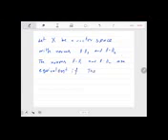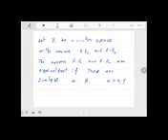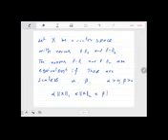if there are scalars alpha, beta such that alpha is greater than 0, beta is greater than 0. These are positive scalars satisfying alpha times norm one of x is less than or equal to norm two of x, which is less than or equal to beta times norm one of x, for all x in X. So we say that these two norms are equivalent if there exist positive scalars alpha, beta.